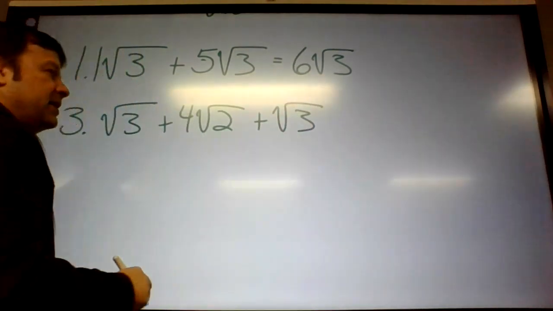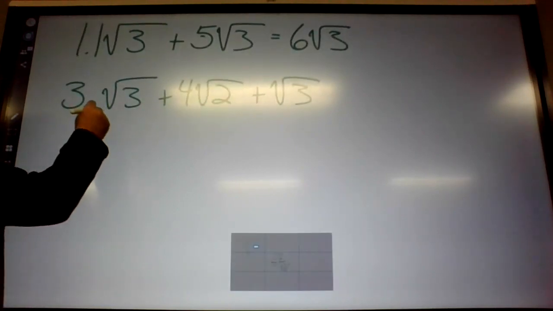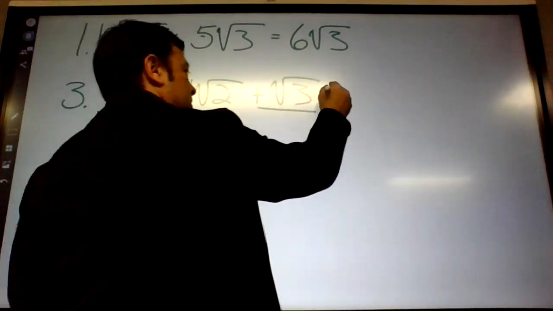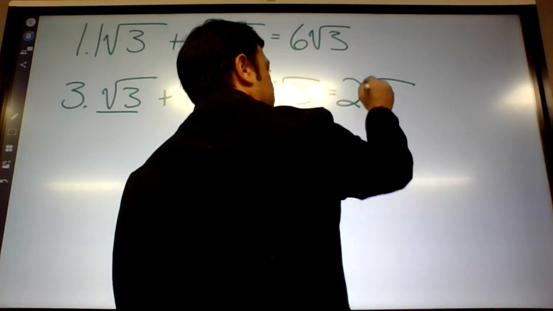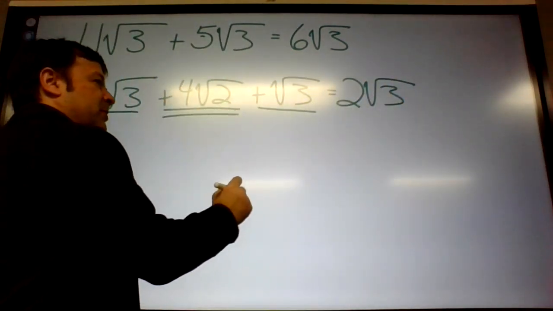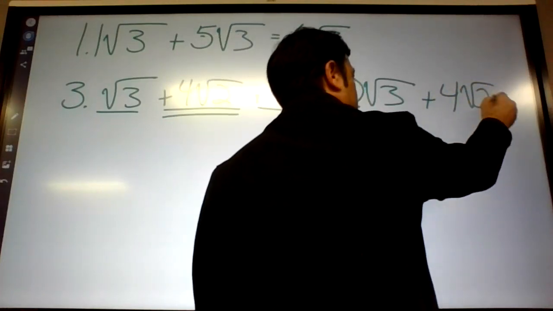Okay, there are 3 terms, they're not all like terms, but which 2 can we add together? Right, so that's like 1 square root of 3 plus 1 square root of 3, which is 2 square root of 3. This one's kind of by itself, so we can't really do anything. There's 4 of those.